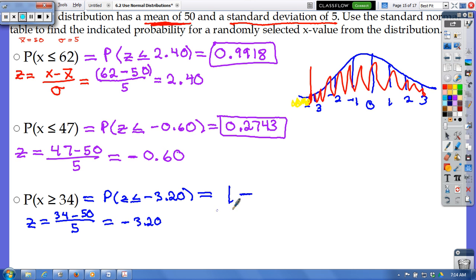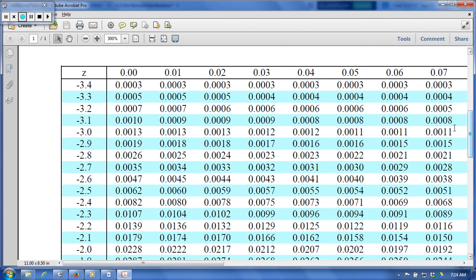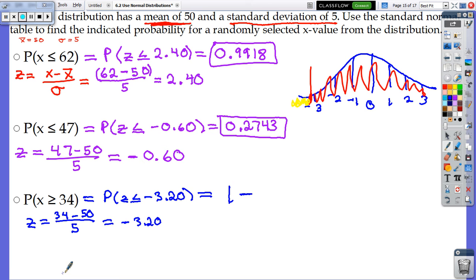All right, so I finished this out. I just need to get this value. Negative 3.20 is here, so 0.0007 is there. So I'm going to do 1 minus 0.0007. And when I do that, I'll get 0.9993 as my answer.